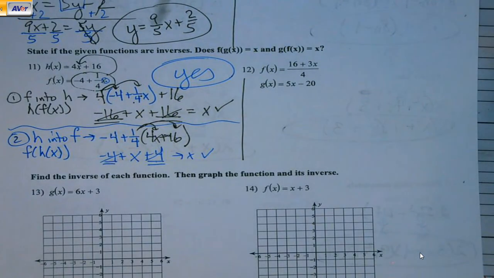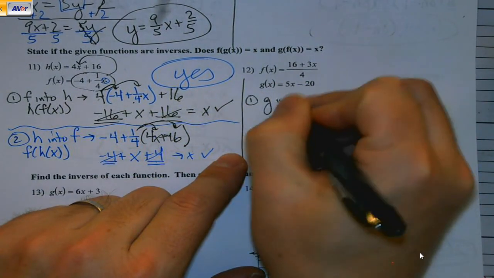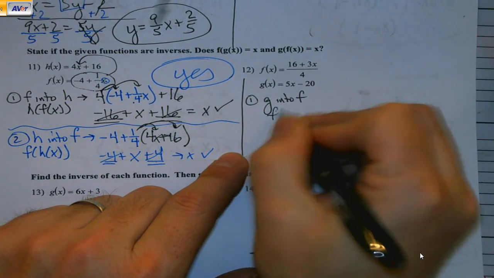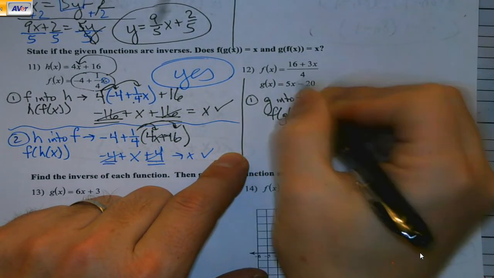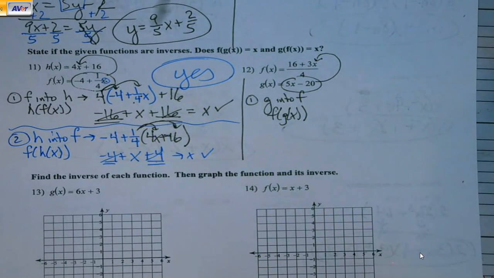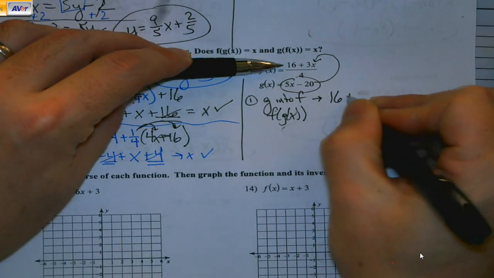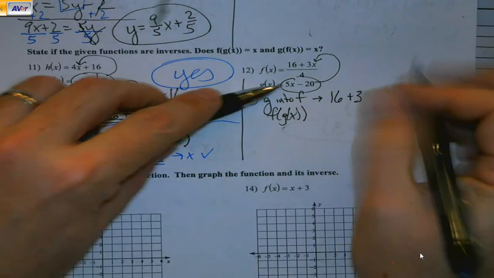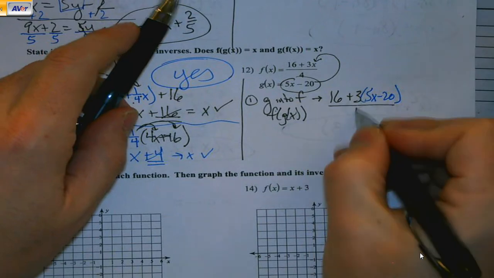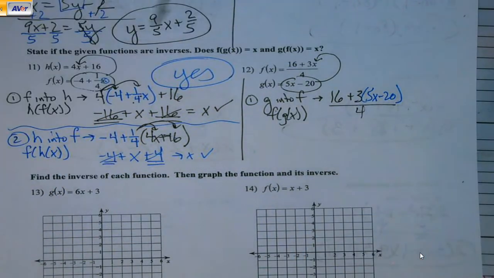So if I do that again on 12, my first job would be to go g is going into f. So I'm going to take this, I'm going to plug it right in there. Let's see if this one works. I start copying my f function until I get to the x. So this is my f function with x replaced with the 5x minus 20.